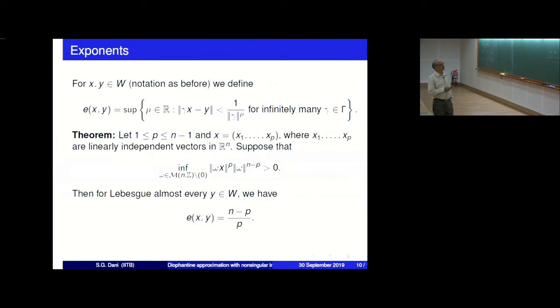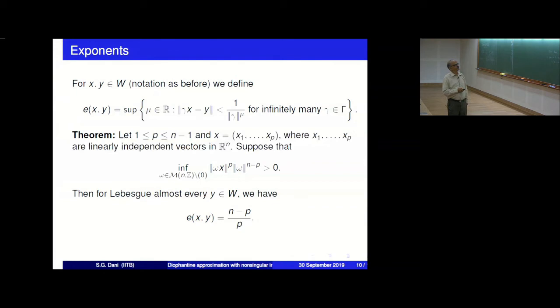So, given x and y in W, these are p tuples of n vectors, the exponent is defined as follows. You take all real numbers mu, which have to be positive anyway, such that norm of gamma x minus y is less than norm gamma raised to minus mu for infinitely many gamma. So we look at the set of these numbers for which we have relations of this form and take the supremum. That is called the exponent of the action corresponding to this pair.